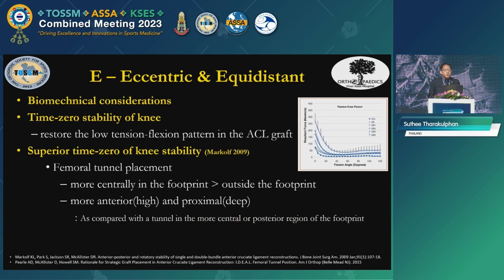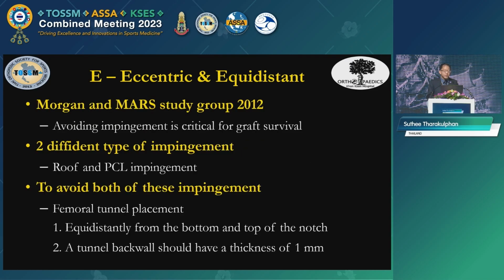About eccentric and equidistant, based on the biomechanic consideration, time zero stability of the knee restores the low tension flexion pattern in the ACL graft. From the study by Dr. Markov, for superior time zero knee stability we should place the femoral tunnel more centrally in the footprint rather than outside the footprint, and it should be located more anterior and proximal as compared with a tunnel in the more central or posterior region of the footprint.